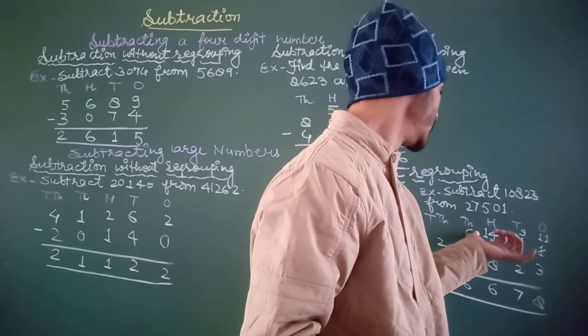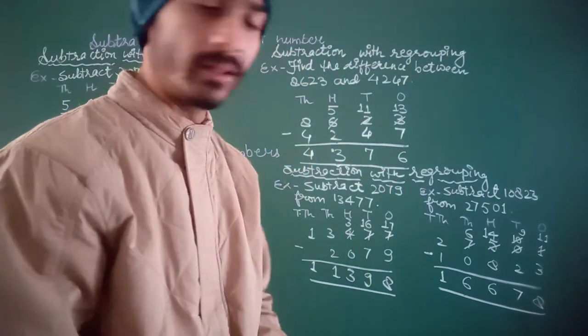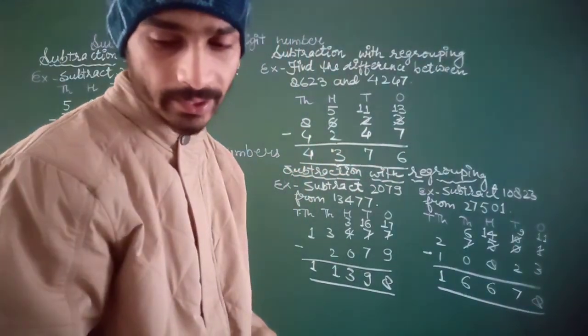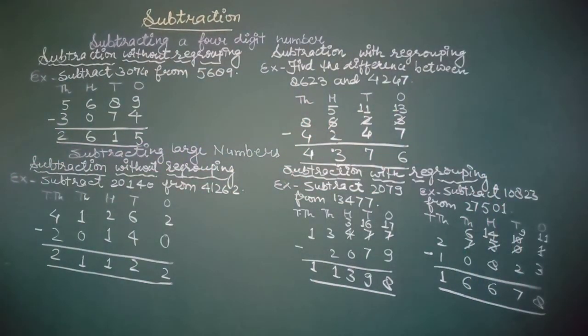And here 6,000 minus 0,000, that is 6,000, and 2 10,000 minus 1 10,000, that is 1 10,000.